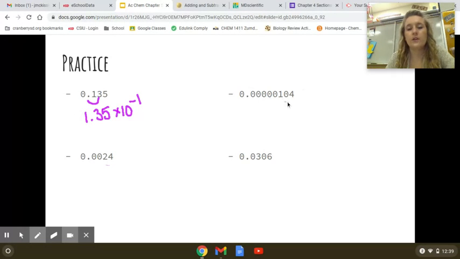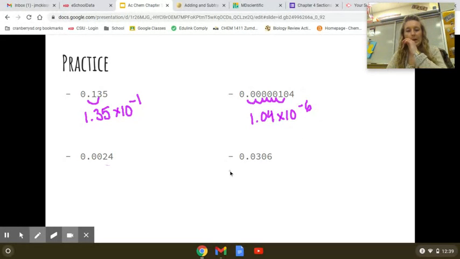Okay, let's go over here and try this one. This one we're going to move how many spaces to the right? Should be 1.04 times 10 to the negative 6 this time. Okay, again, it's negative because this number is less than 1, and we moved it to the right.